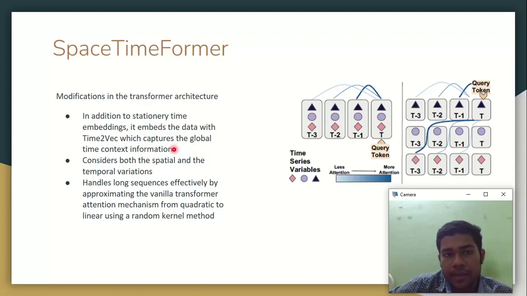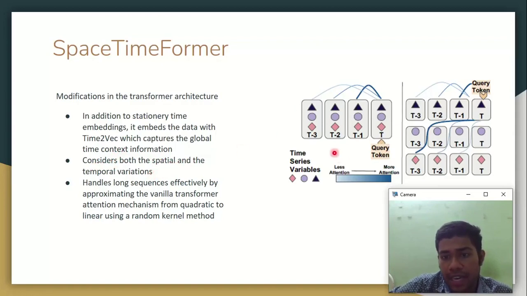When we have time series data, we have global time information, and this global time information helps in predicting the seasonality of the time series data. Time2Vec is one such algorithm, and the Spacetimeformer is using Time2Vec for doing the embeddings. One more very important addition in Spacetimeformer is that it considers both spatial and temporal variations of the data as compared to just the temporal variations.